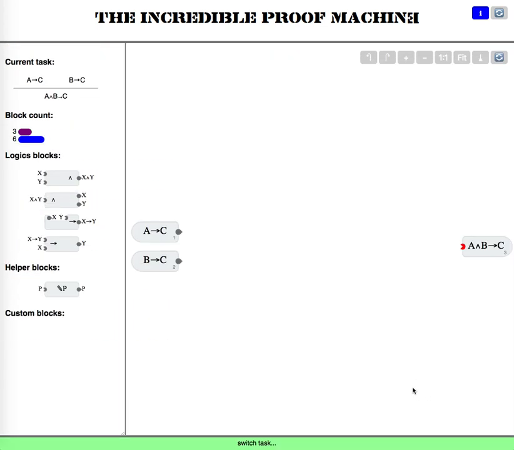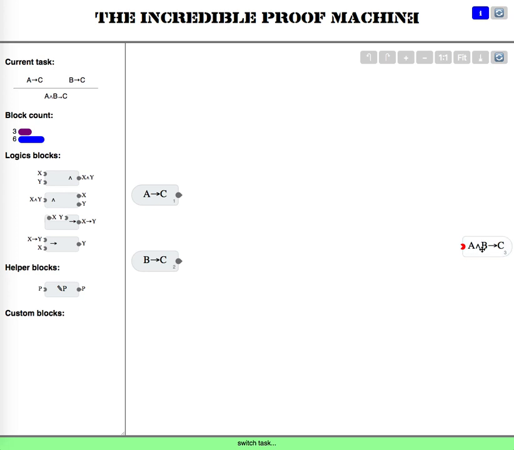Whew. Okay. A implies C, B implies C. Now we need to prove that both A and B, if that's true, that implies C. Now, hold on a second. Think about this for a second.